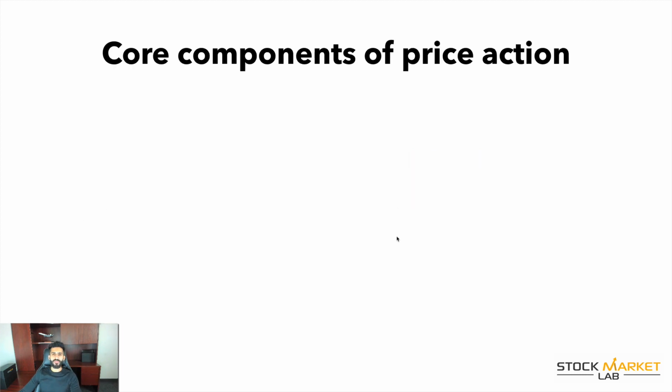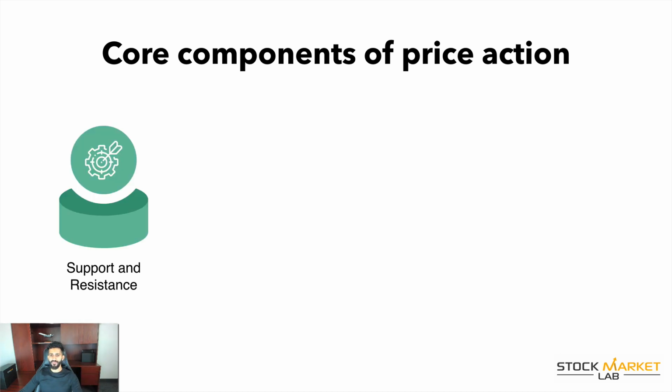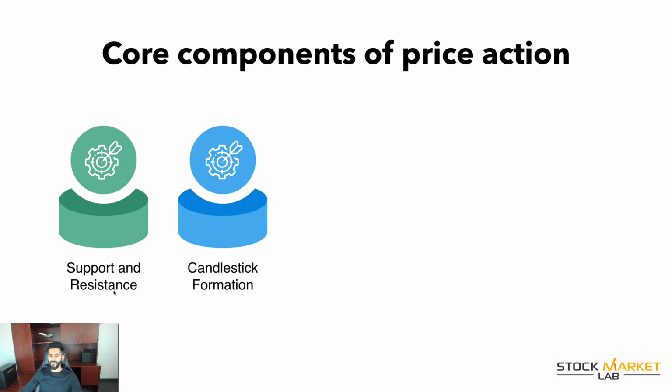Now, what are the core components of price action? What are the things that we are going to focus on? So first thing we're going to focus on, and these are the things we're going to cover in the upcoming lessons, is number one, support and resistance. This is where you find supply and demand zones. Once again, we are going to cover these in the upcoming lessons.